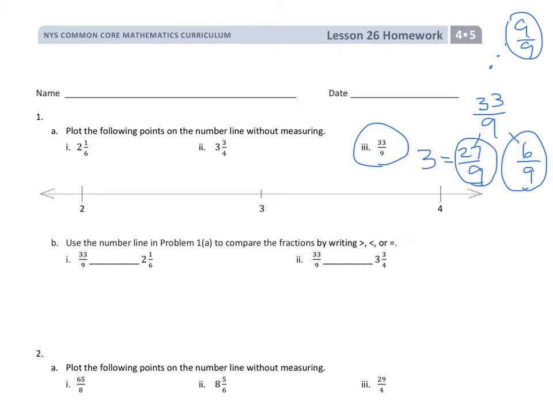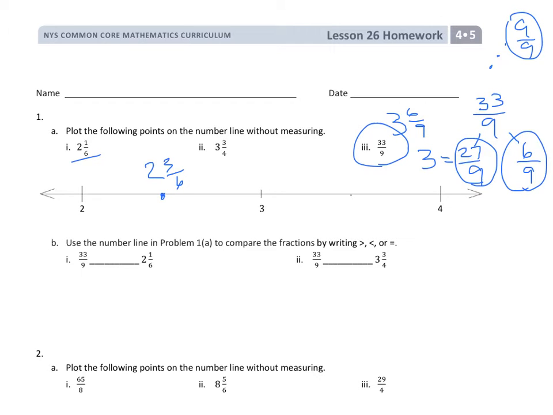So when we think about 33/9, we can think about it as 3 and 6/9. So to plot these points, 2 and 1/6, if we think about also what makes the half here, it would be 2 and 3/6. So thinking about where 2 and 1/6 would be is helpful.